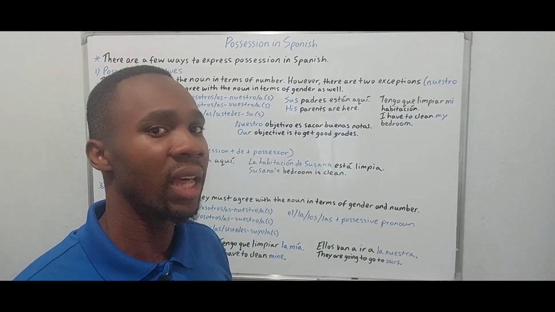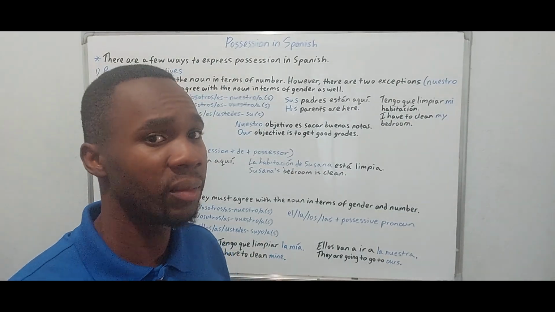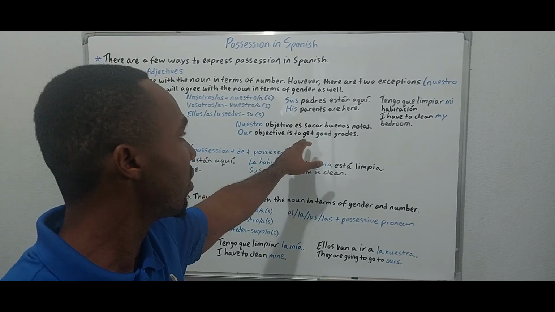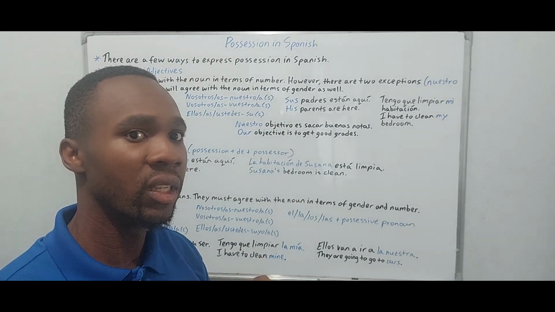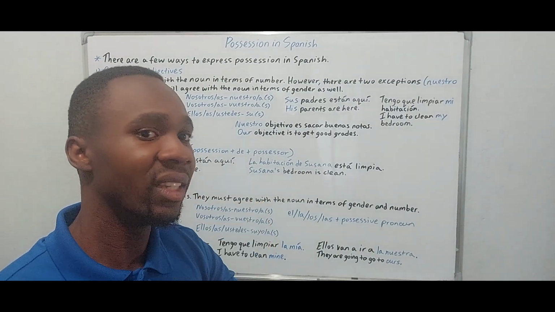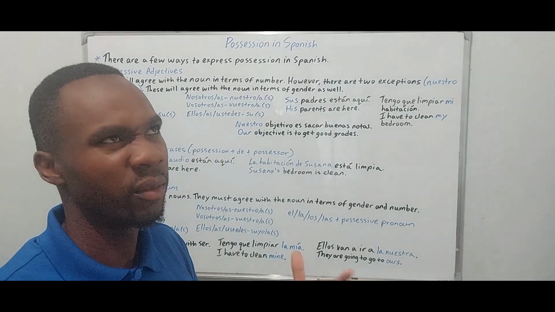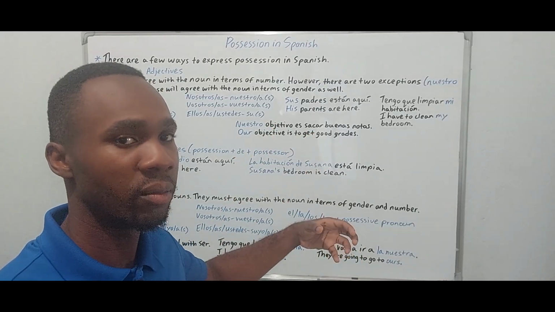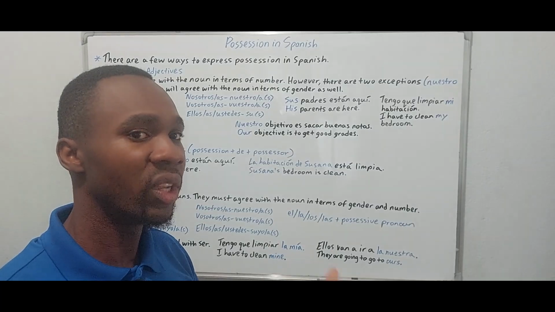Now, let's look at one that's affected by gender, like nuestro, por ejemplo, okay? So this one, nuestro objetivo es sacar buenas notas. Our objective is to get good grades. So nuestro has to agree with objetivo, but it also has to agree with the noun in terms of gender and number, right? So objetivo is singular and masculine, so it would be nuestro.